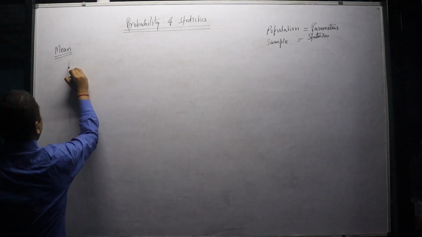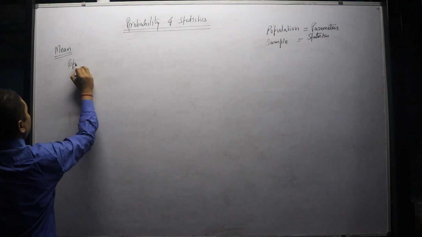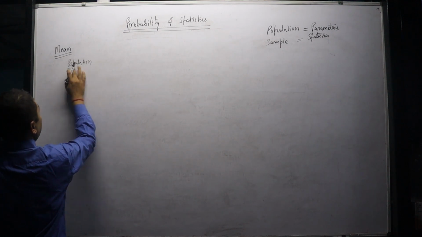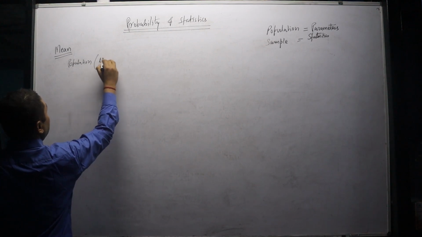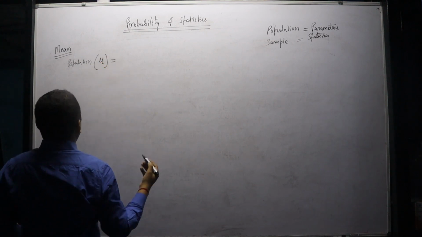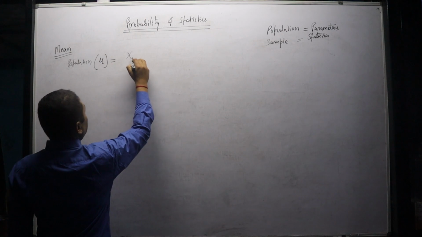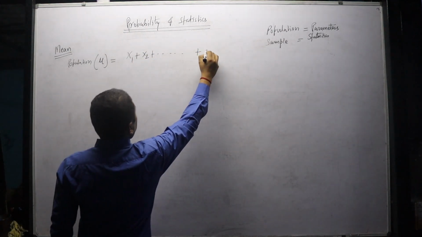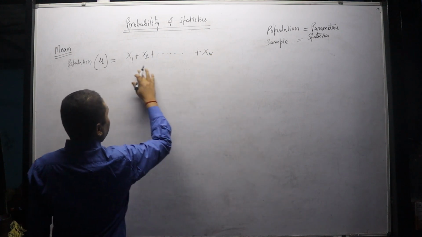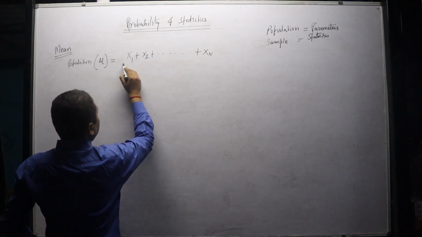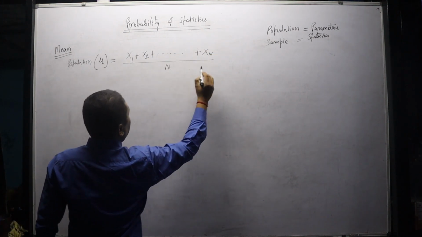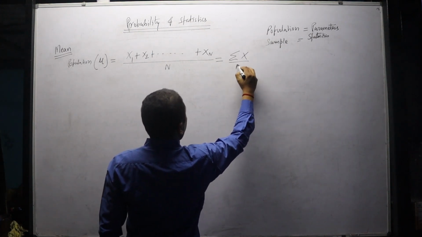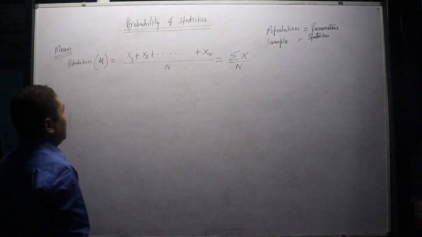Now, for the population, how do we calculate the mean? This is a measure of central tendency, a descriptive statistic, we know that. For the population, we denote it by mu. The average or mean is the sum of all the observations, taking the entire population, and we divide it by n. So in sigma notation, this is equivalent to summation x divided by n, where n is the population size.